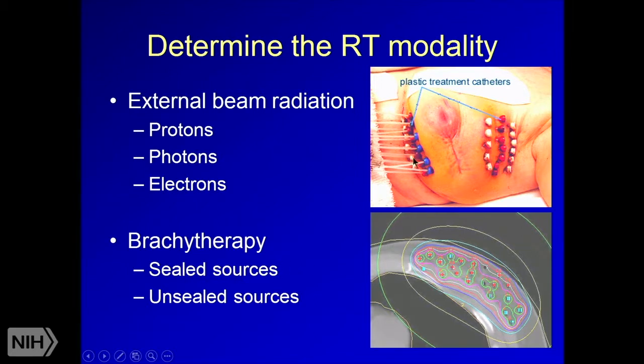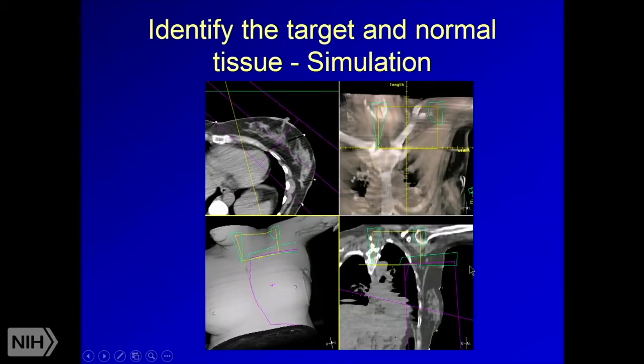This is an example of a type of brachytherapy called interstitial brachytherapy because we put these interstitial catheters in. To be honest, this isn't usually done in our country, but it is done in some other countries. And then the radiation is actually delivered through these catheters. We then have to identify the target and our normal tissue by undergoing that CT simulation.